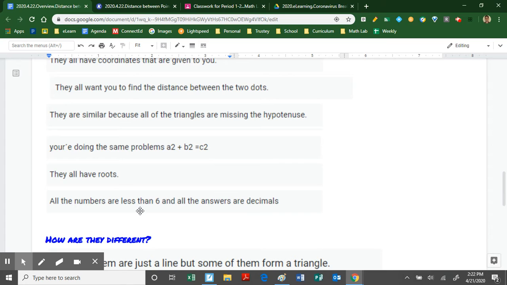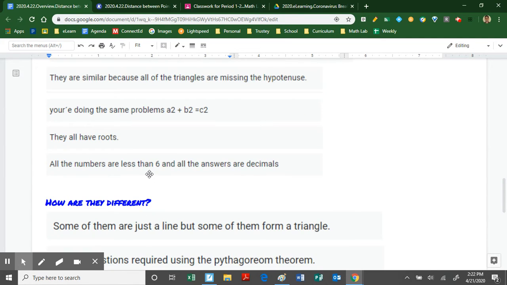And all the numbers, this is interesting. A couple of you said this. I didn't even realize it. All the numbers are less than 6. All have decimal answers. Maybe next time I'll try to challenge you with some bigger numbers. But for the coordinate plane, usually the numbers are going to be a little smaller.